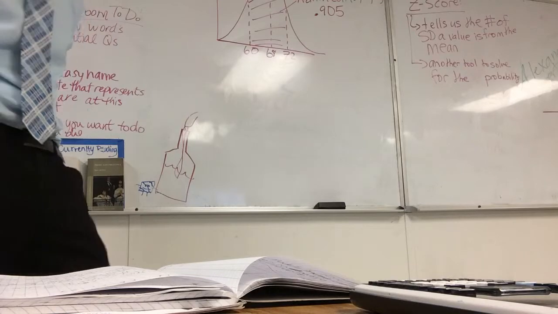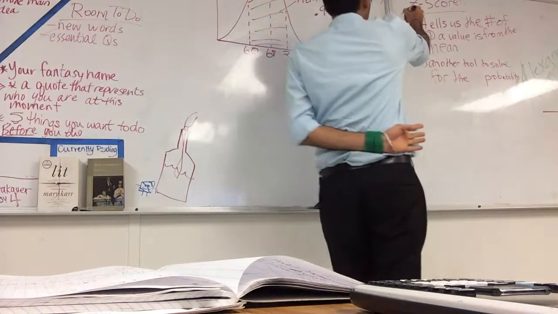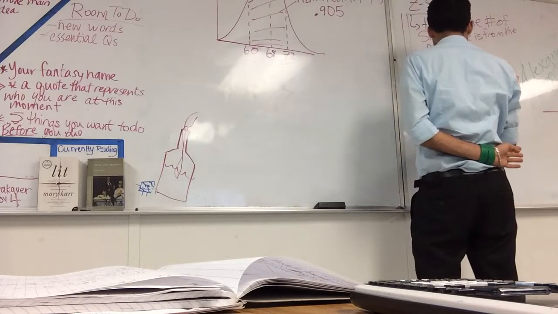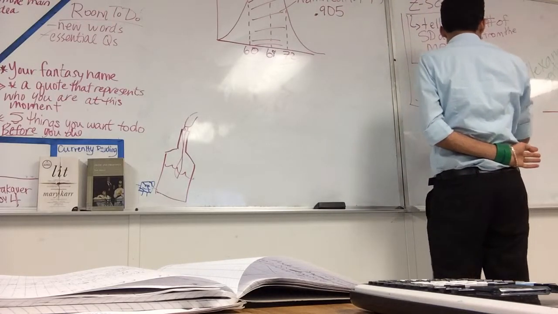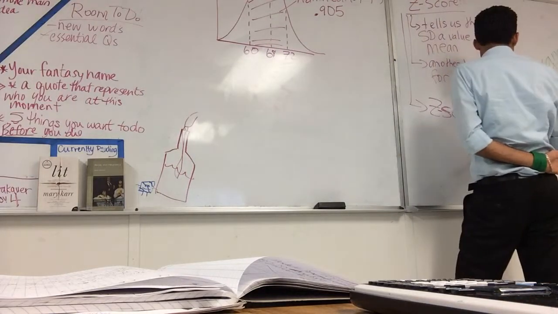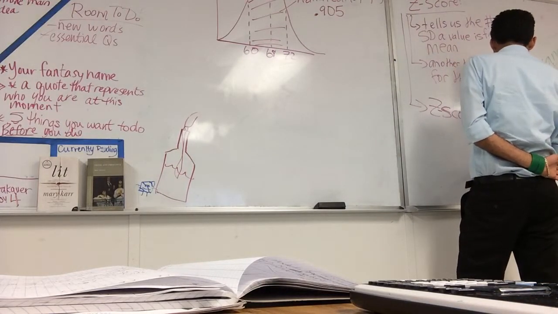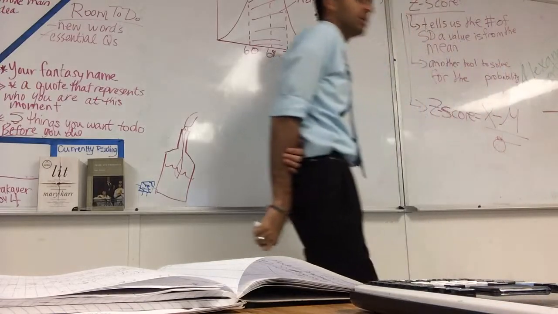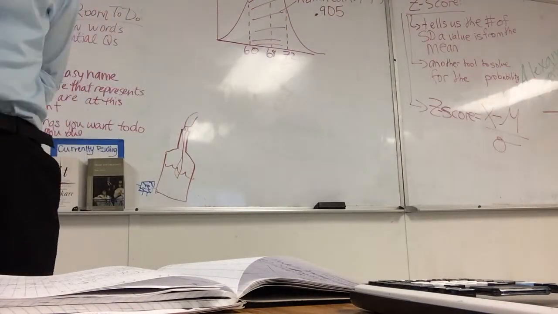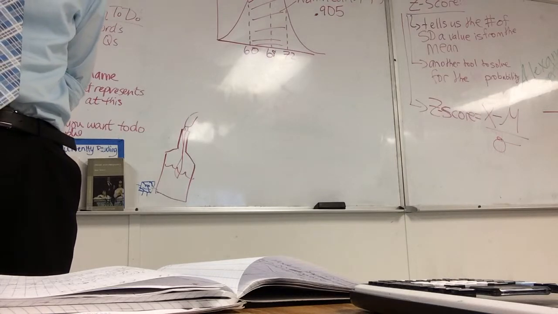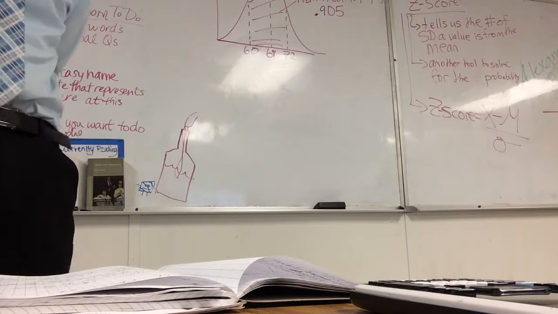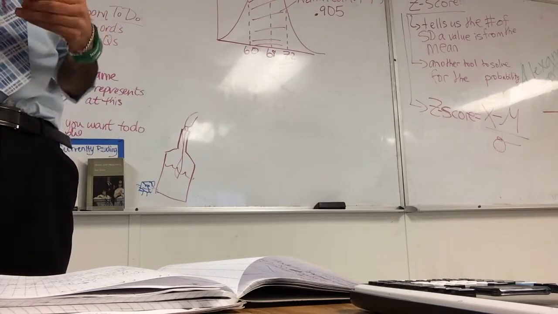And the formula for z-score, and again this will make sense after I do an example, the formula for z-score equals whatever x value you have minus the mean divided by the standard deviation. X value minus the mean divided by the standard deviation. And again, this will all make sense with an example, so just bear with me here for a few minutes.